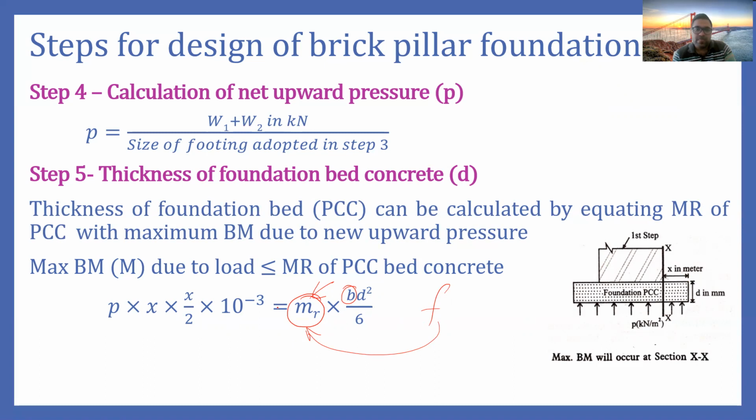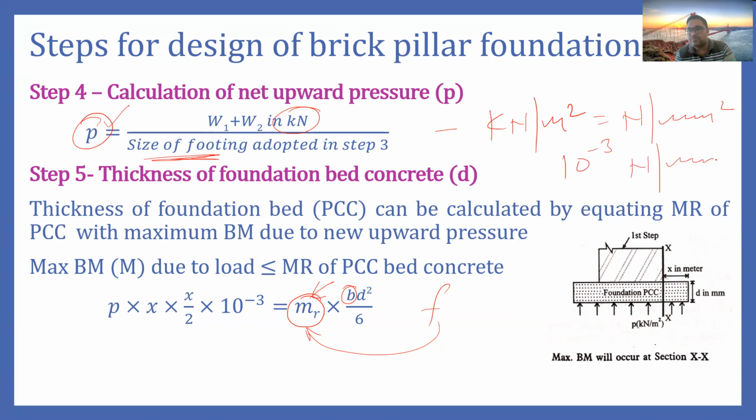So ultimately, as you can see here in the calculation, P will be given in kilonewton per meter square, because the size of footing will be in meter and W1, W2 are in kilonewton. So ultimately the unit of P will be kilonewton per meter square. If we convert this into Newton per mm square, it will become 10 raised to power minus 3 Newton per mm square. That is why I have multiplied this P value with 10 raised to power minus 3, multiplied by x and x by 2. So that becomes the bending moment.